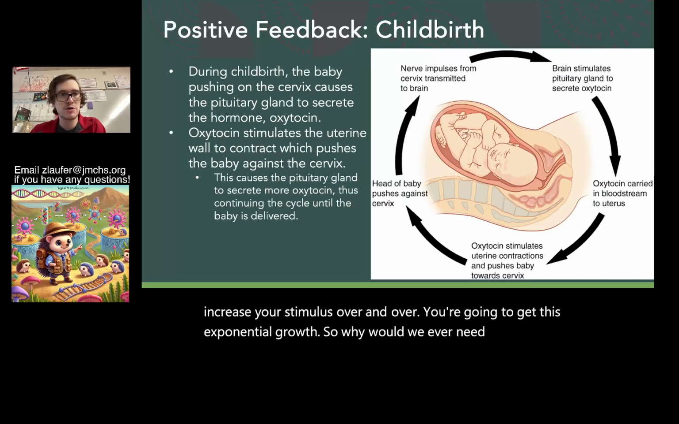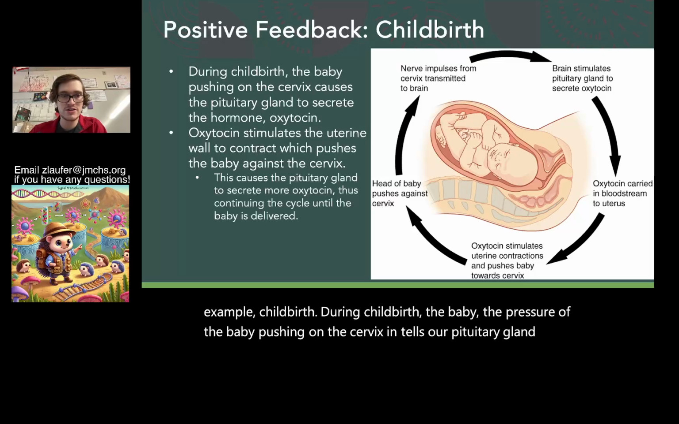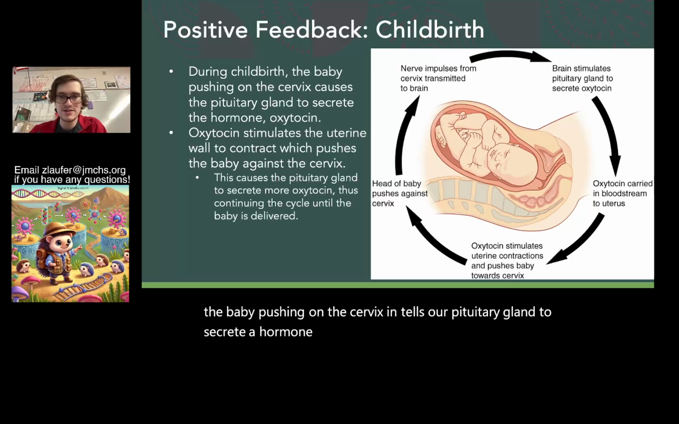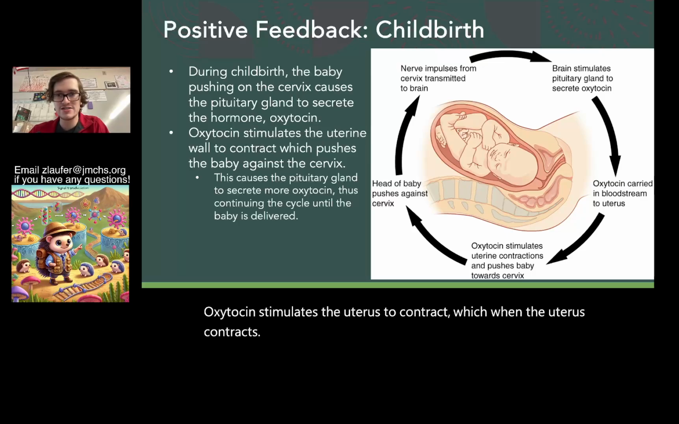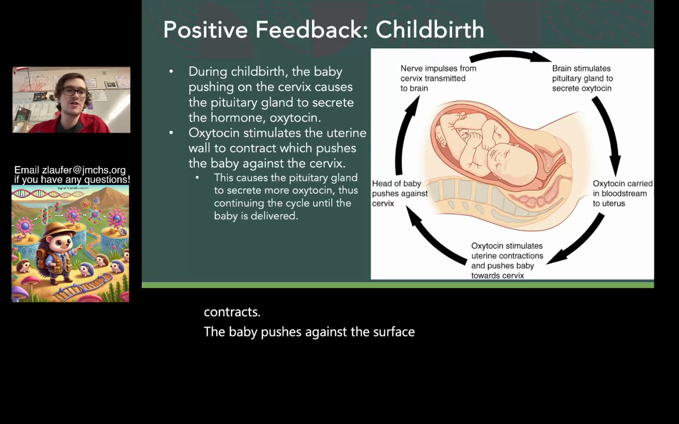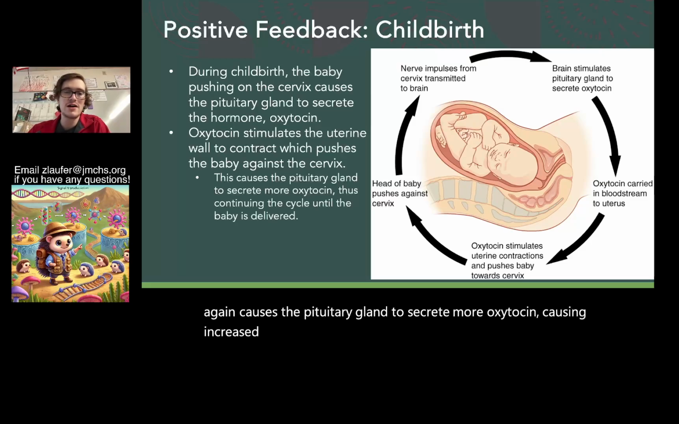Human example, childbirth. During childbirth, the pressure of the baby pushing on the cervix tells our pituitary gland to secrete a hormone, oxytocin. Oxytocin stimulates the uterus to contract, which when the uterus contracts, the baby pushes against the cervix with more pressure, which again causes the pituitary gland to secrete more oxytocin, causing increased contractions.